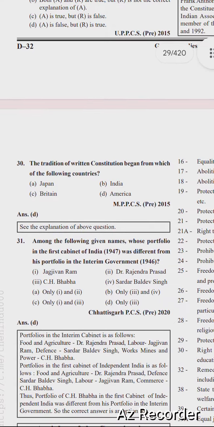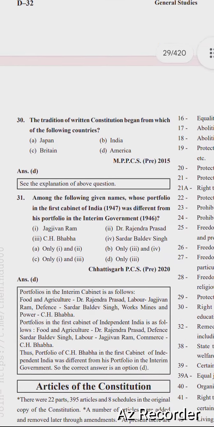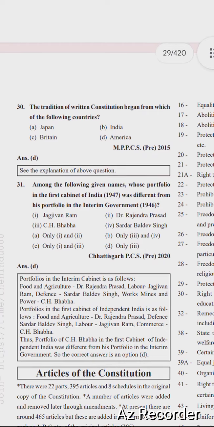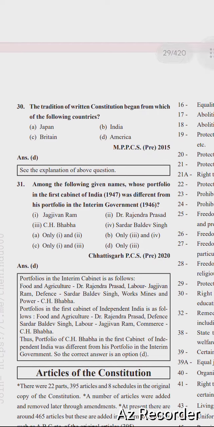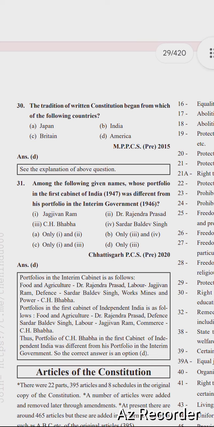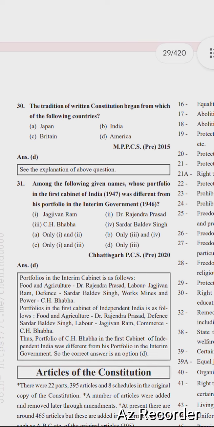The next question is the traditions of written constitution began for which of the following countries? Options are Japan, India, Britain, America. Right option is option number D, America.